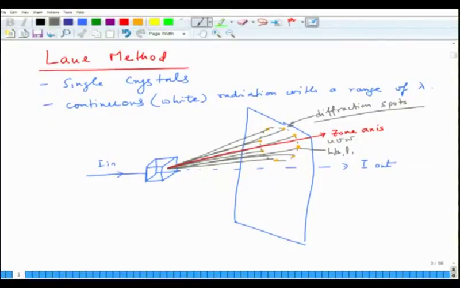K1 L1 and H2 K2 L2, so you will have this condition as H1 U1 plus K1 V1 plus L1 W1 is equal to 0. So you will form a series of equations which you solve and determine what is the zone axis and what are these spots. You will need to do a bit of crystallography here. Unfortunately, we cannot get into the details of that, but nevertheless.